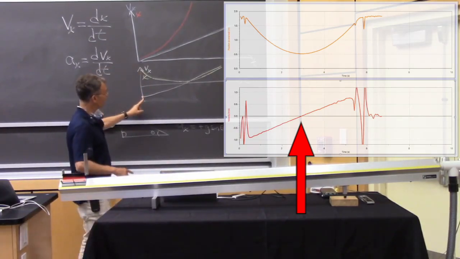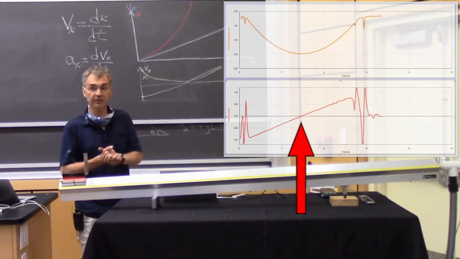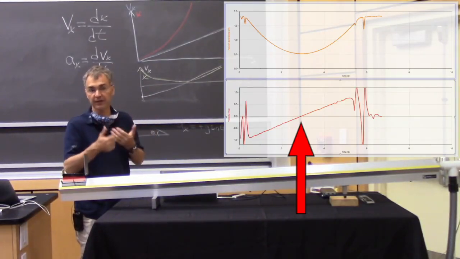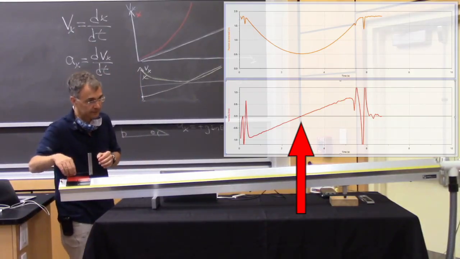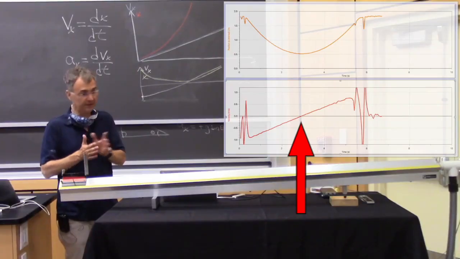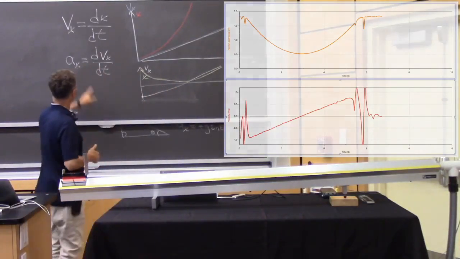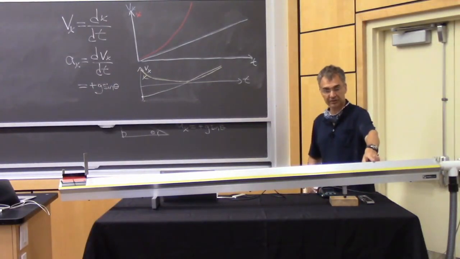But notice that the slope of the velocity curve, especially if you look at the graph that we made with the computer, is constant. And the slope of the v sub x versus t curve is a sub x. The rate of change with respect to time of the x component of velocity equals the x component of acceleration. So what is the acceleration at this point? Well, at that point that we pointed to, the x component of acceleration was the same plus g sine theta.